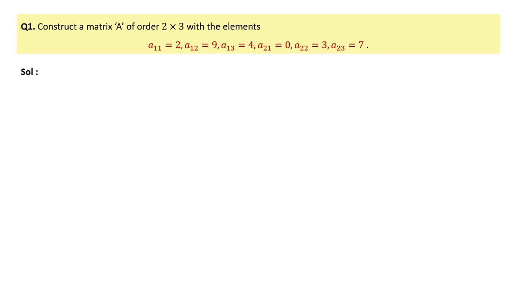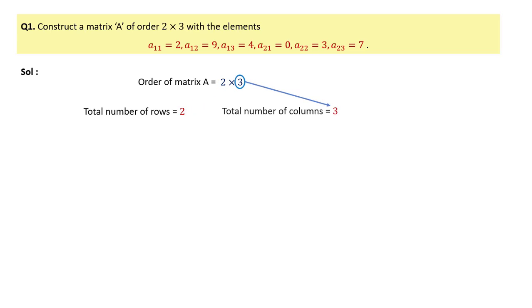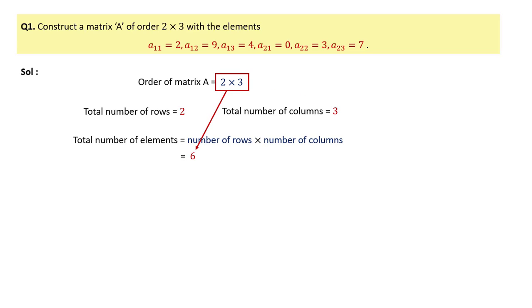First question. Construct a matrix of order 2 by 3 with given elements. In this question, the order of matrix A is 2 by 3. That is, we have a matrix which has 2 rows, 3 columns, and total number of elements are 6. And these 6 elements are given to us, which are.